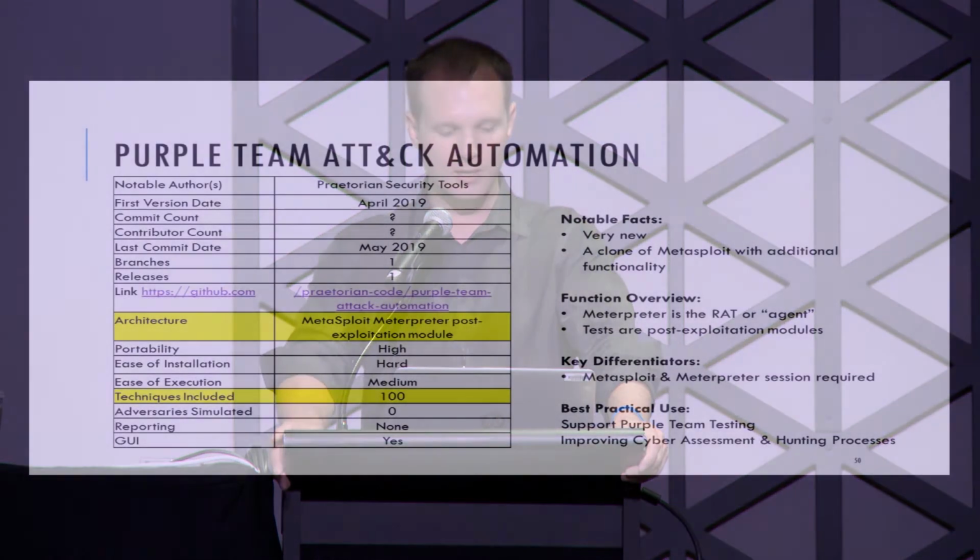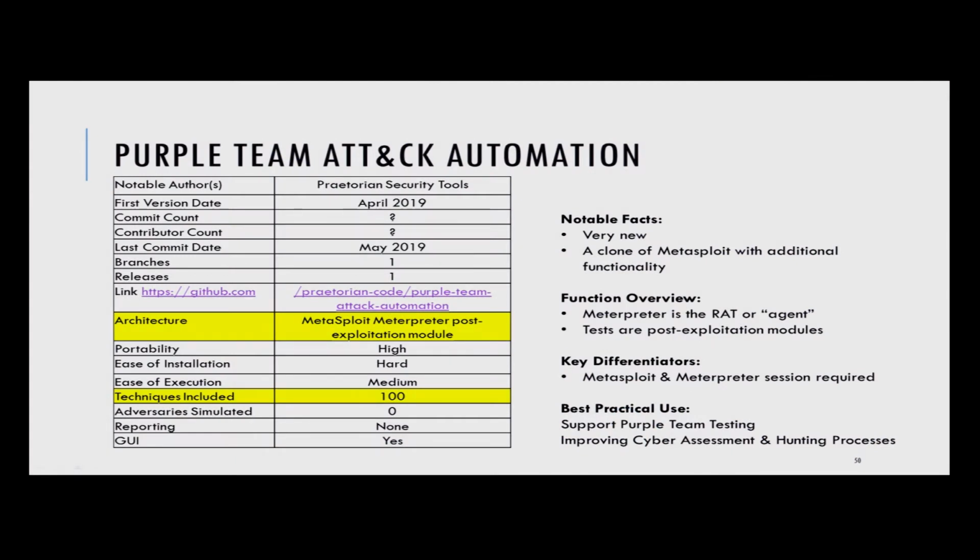Okay, and finally, the last tool set that we'll talk about today is the Purple Team Attack Automation Framework. It is one of the newest open source adversary simulation tool sets out there. It was just recently released, very new. It's pretty simple. If you know Metasploit, it's a clone of Metasploit that includes references to post-exploitation modules as tests.